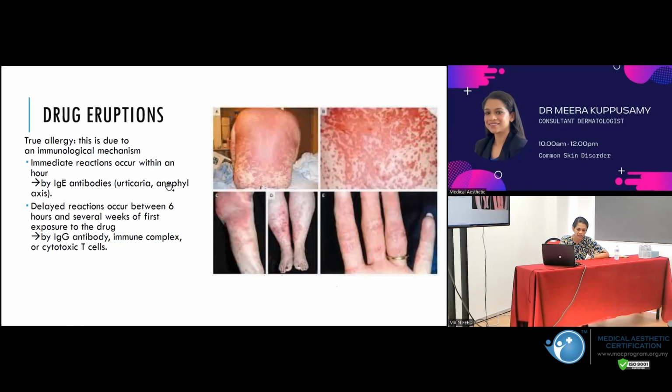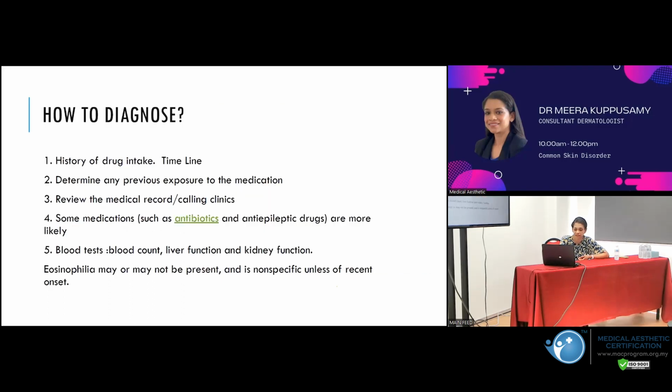So it's very rare for a patient to have a drug allergy and then within 1 day develop Stevens-Johnson or something like that. It's impossible. Within 1 day it is usually urticaria or anaphylaxis. The delayed reaction, which is 6 hours to weeks, is the common one. So it's due to the IgG antibody immune complex and the cytotoxic T cells. Okay. I'll go through a few kinds of the drug allergy.